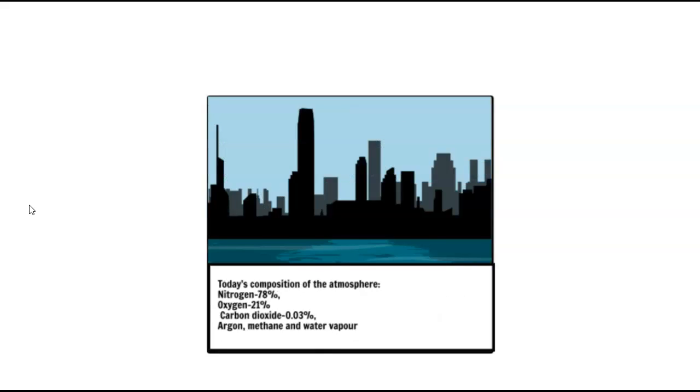Okay, moving on, fast forward to today's atmosphere. It is very different than the one that was found in the early Earth. We have 78% composition affiliated with nitrogen. We have about 21% of oxygen, and then the 1% are trace gases like carbon dioxide, argon, methane, water vapor, etc.